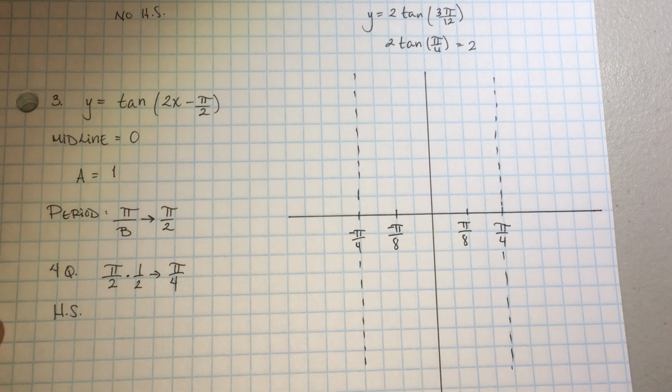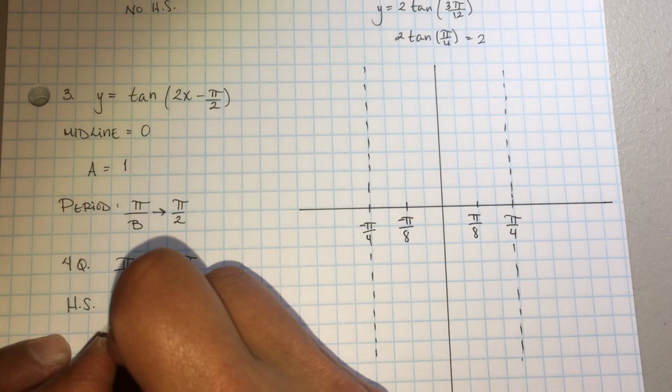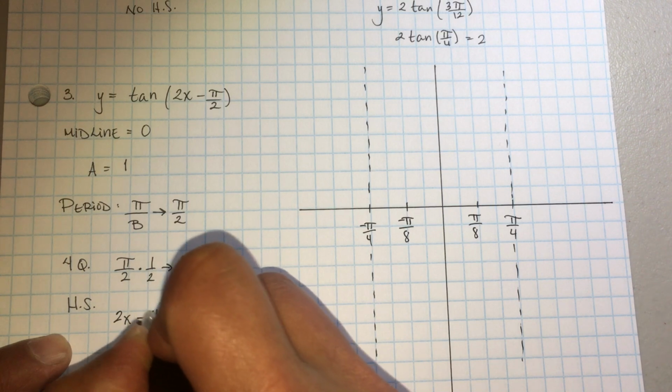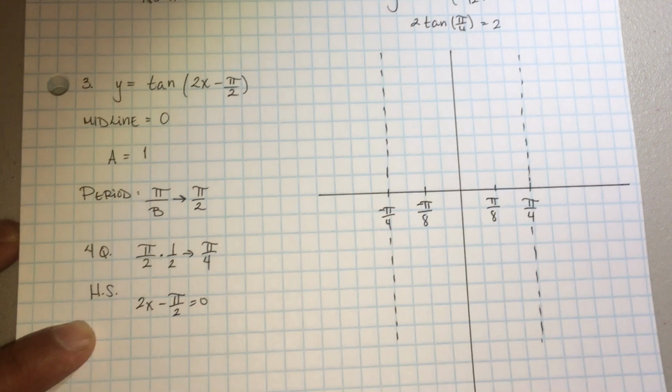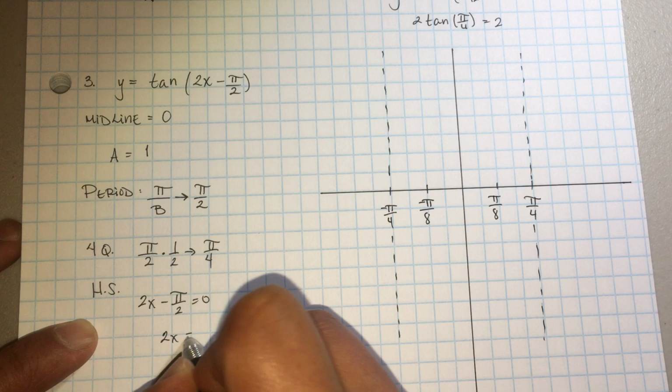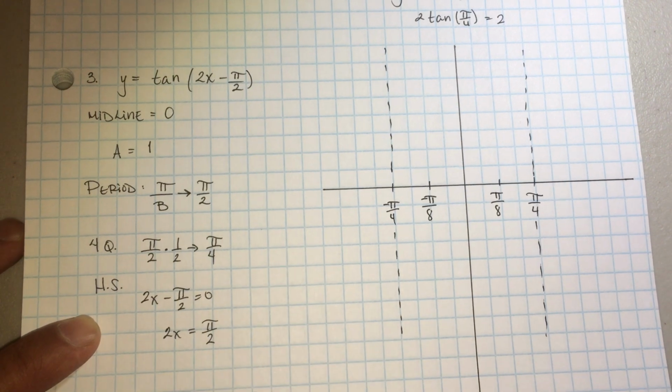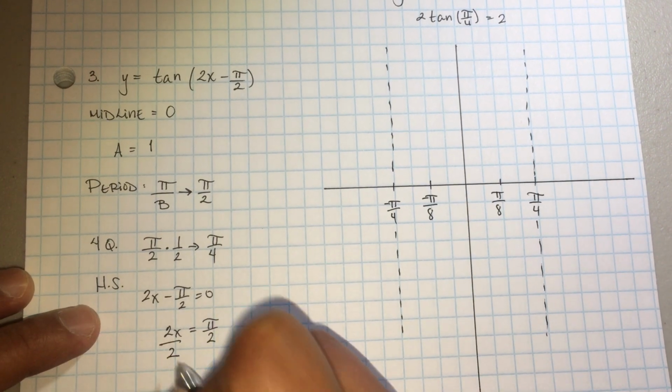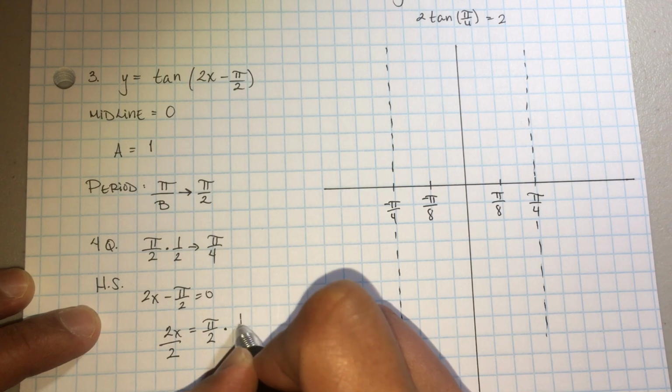Great. What's my horizontal shift? Okay. It is taking the inside, 2x minus pi over 2, set that equal to 0. That means when I take the pi over 2 to the right, it's going to be positive pi over 2. We're going to divide. Dividing is the same thing as multiplying by the reciprocal.